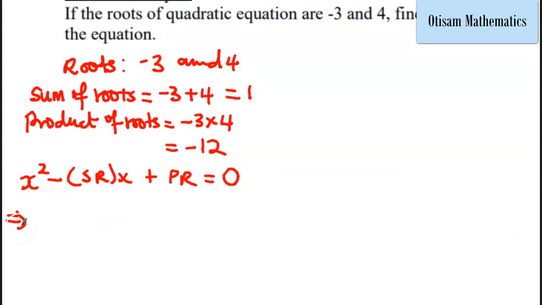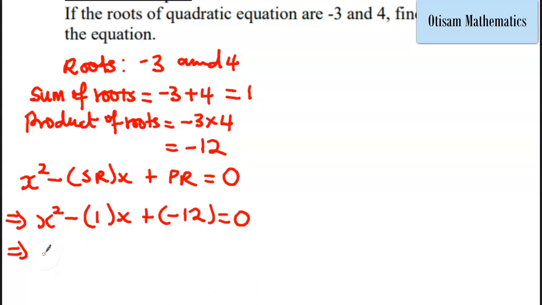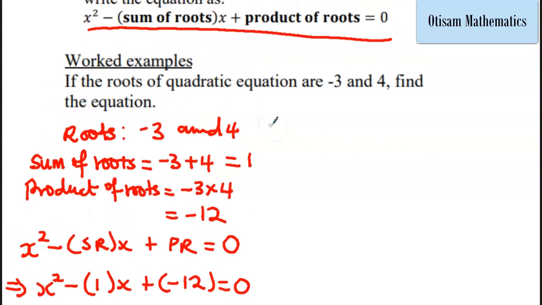So this implies that x squared minus the sum of roots, which is 1, times x plus the product of roots, which is minus 12, is equal to 0. So we simplify further. So x squared minus x minus 12 is equal to 0. There is another method that I want to show you.